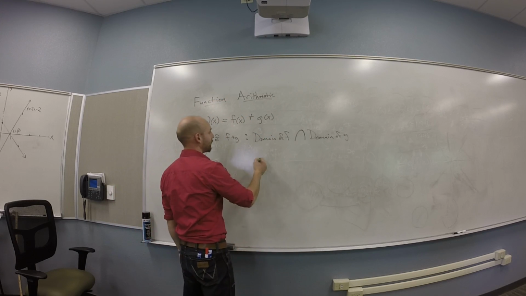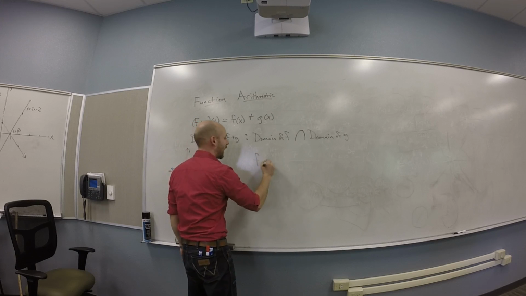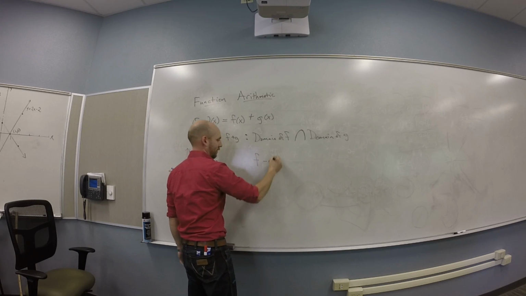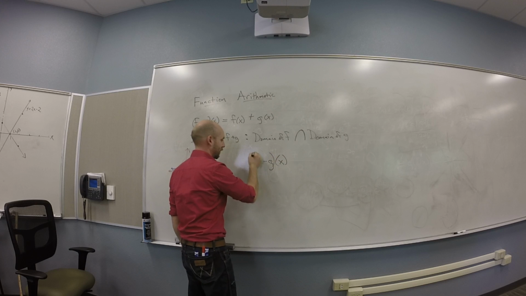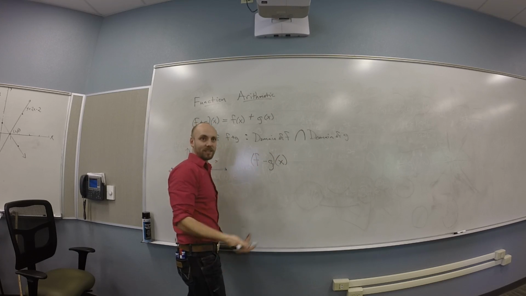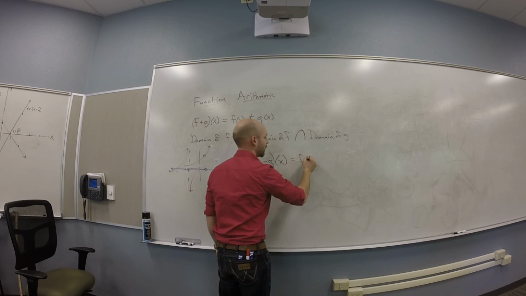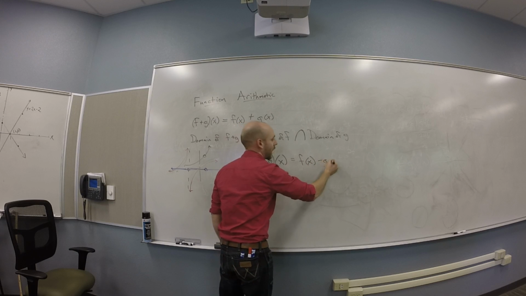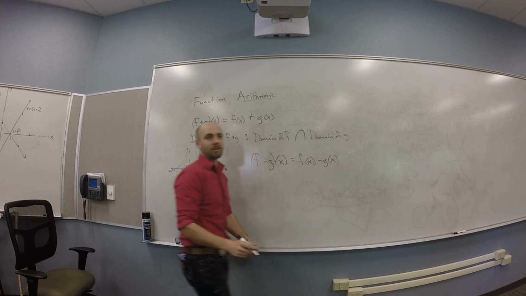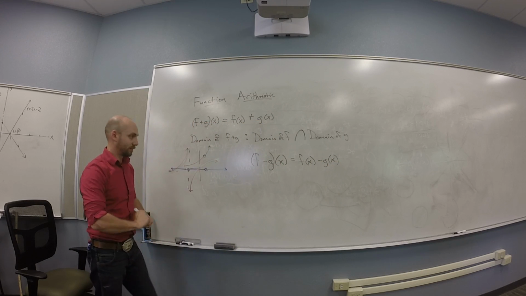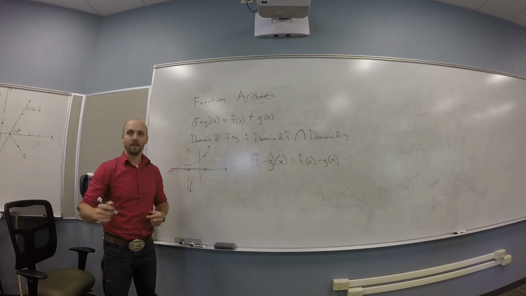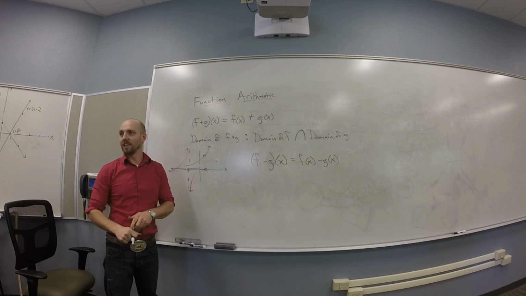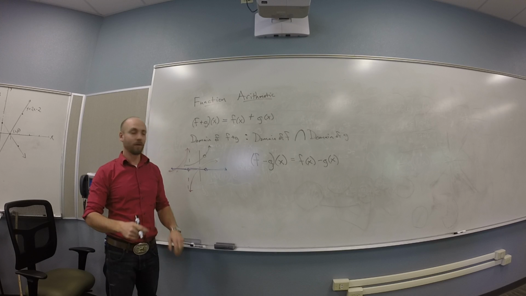Let's see, other symbols I have to give you. How does f minus g work? You take the output of f minus the output of g, in exactly the reasonable way. You do f of x and then subtract g of x. What's the domain on this one? Yeah, exactly the same thing, right? It's got to fit into both of them.